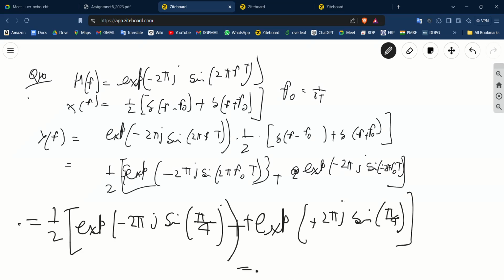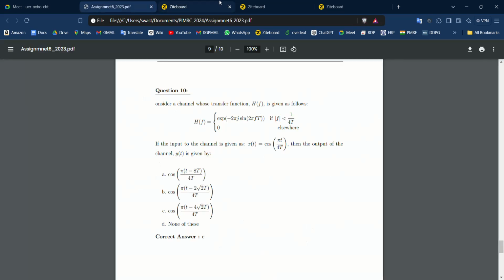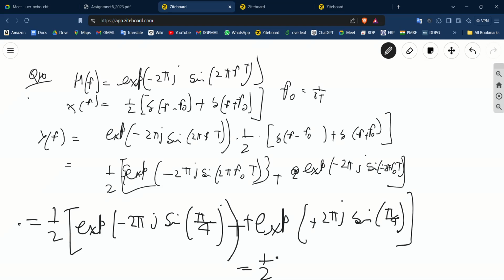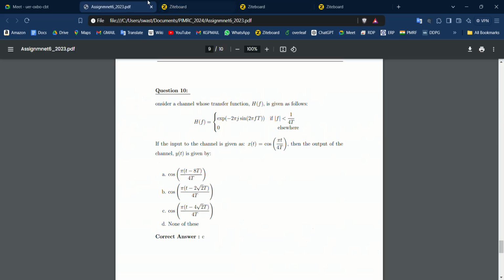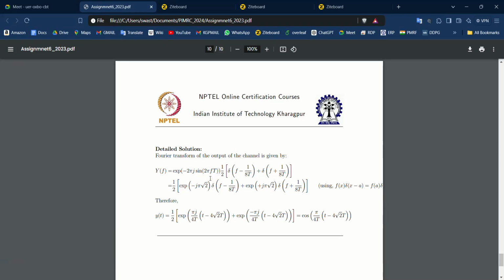So this will be half cos 2 pi j by root 2, something like that. Here you can see the answer. So it will be something like cos pi by 40 t minus 4 root 2. This solution will be uploaded, so please check the detailed calculation.